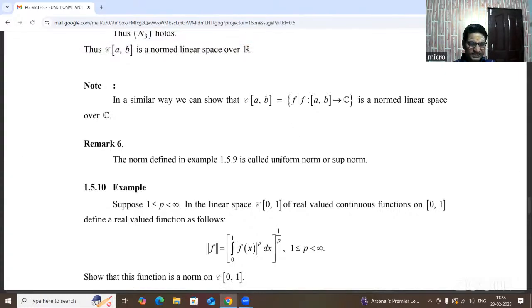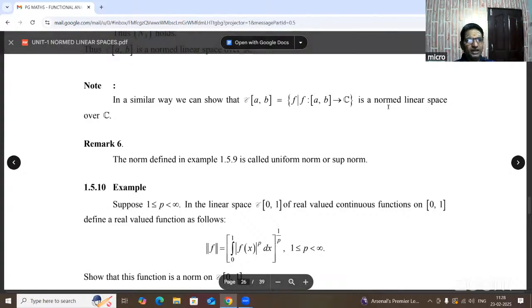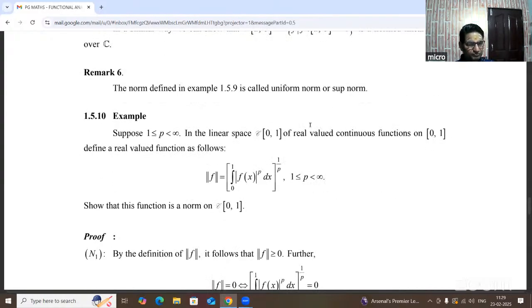Now, the question is also given in another way. Prove that uniform norm is a normed linear space. Prove that supremum norm is a normed linear space. Now, you must present this in the final examination. Now, there is 1.59. That is, C of [a,b] is a normed linear space. That is called uniform norm or supremum norm.